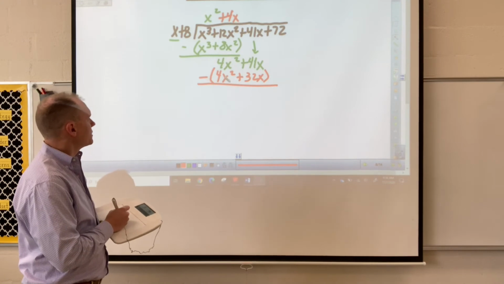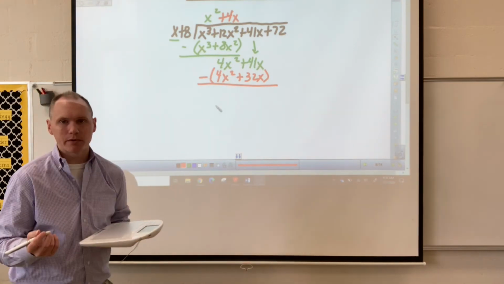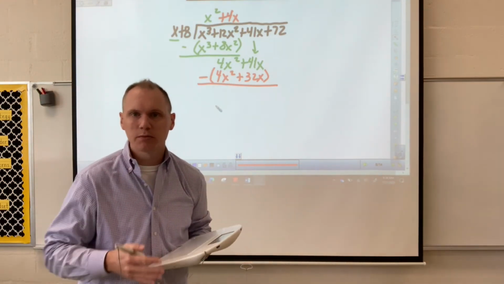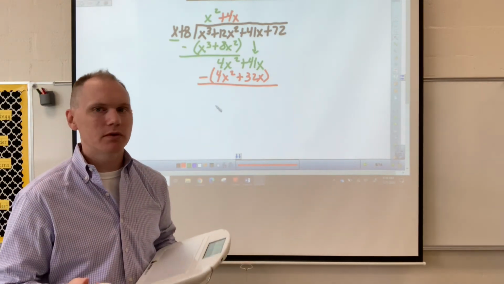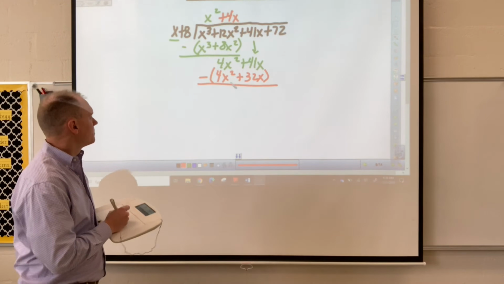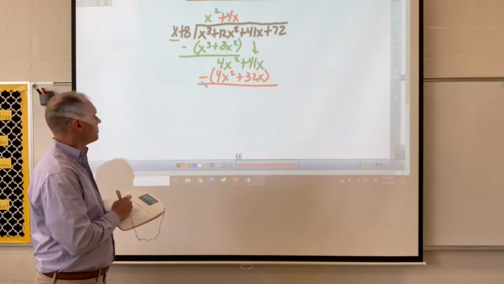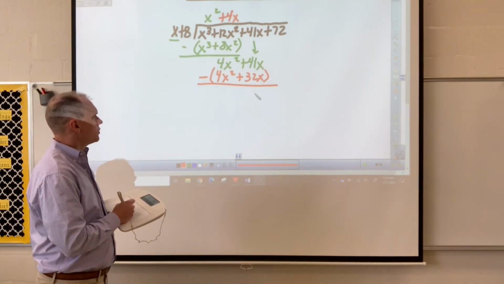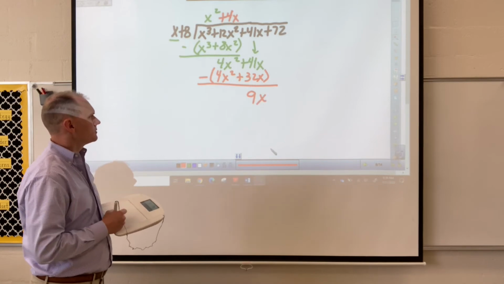4x squared minus 4x squared is nothing. That should always happen. The first two should always simplify to 0. If that doesn't happen, then we didn't do something right in the first place. So that should always happen. 41x's minus 32x's would be 9x's.